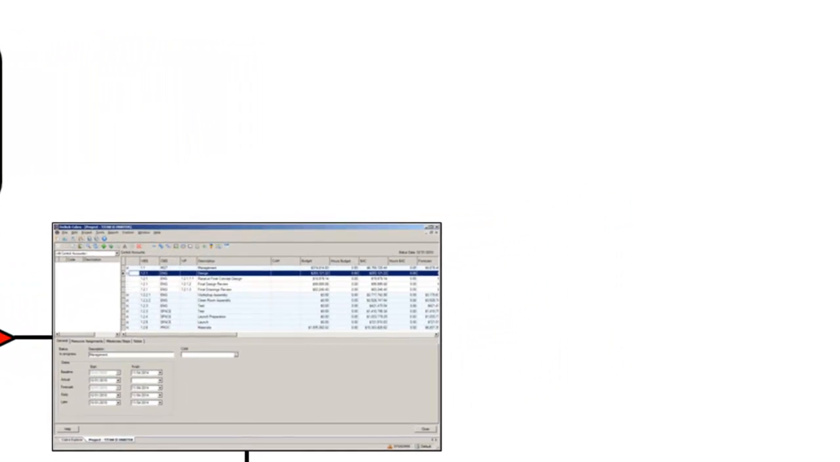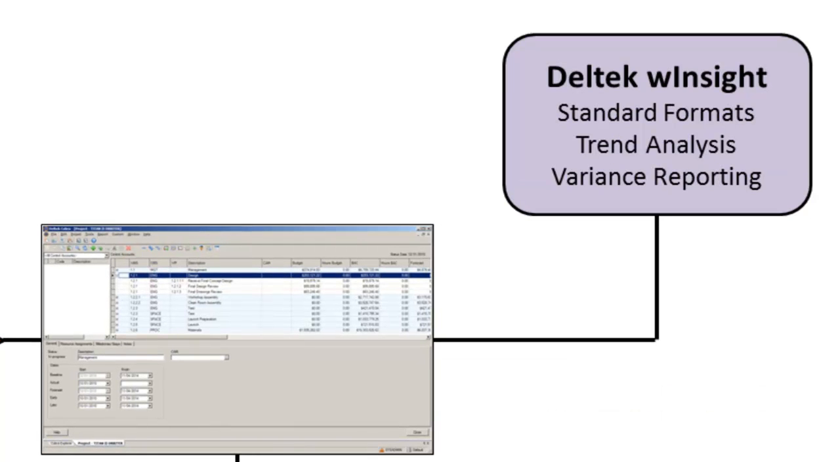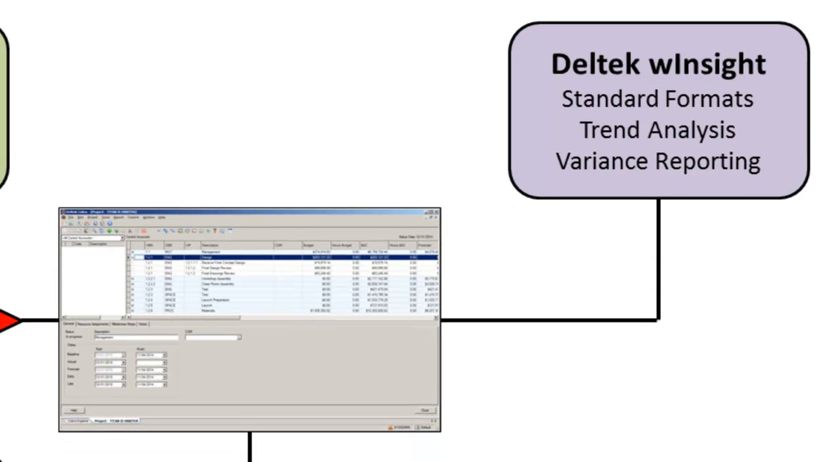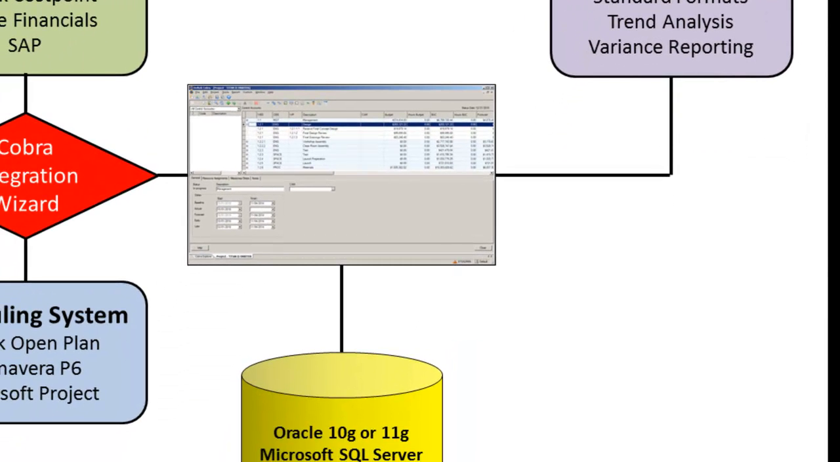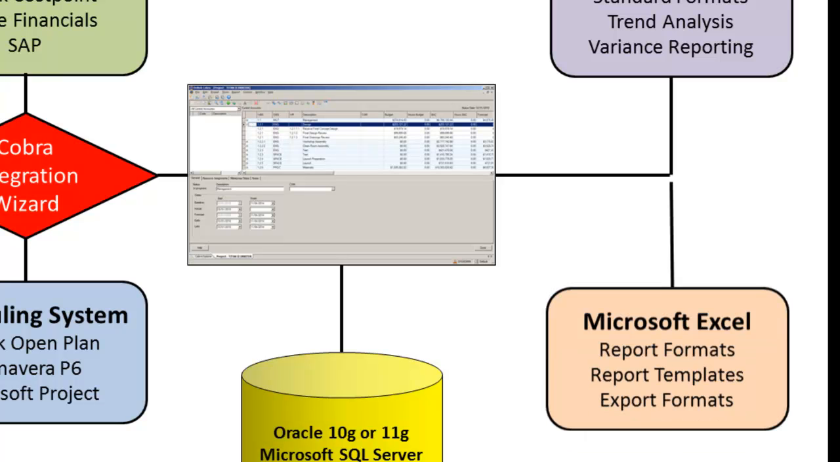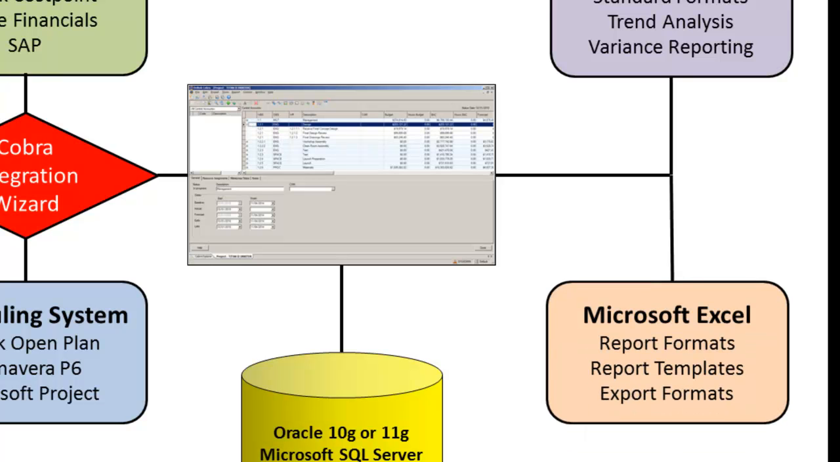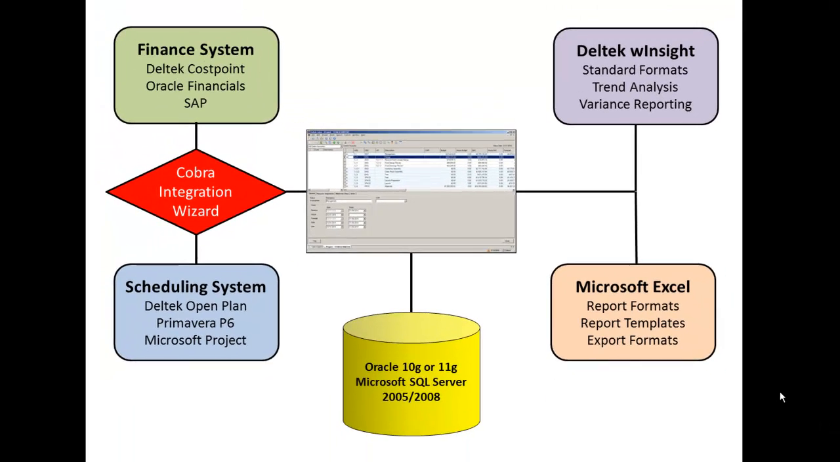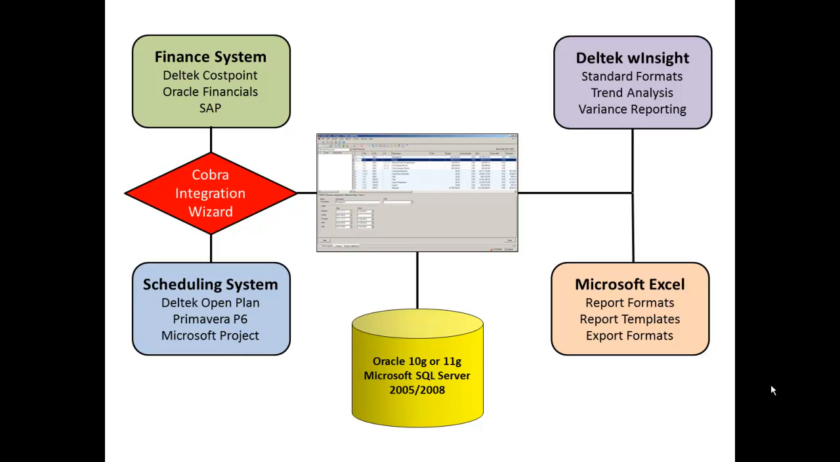Cobra also has another Integration Wizard for exporting data to Deltek WinSight, an industry standard reporting tool for earned value management reporting and trend analysis. Out of the box, Cobra ships with over 50 standard reports that will cover all your immediate reporting commitments. All of these reports are Microsoft Excel based. You can even customize the reports by modifying the Microsoft Excel templates used to produce them.